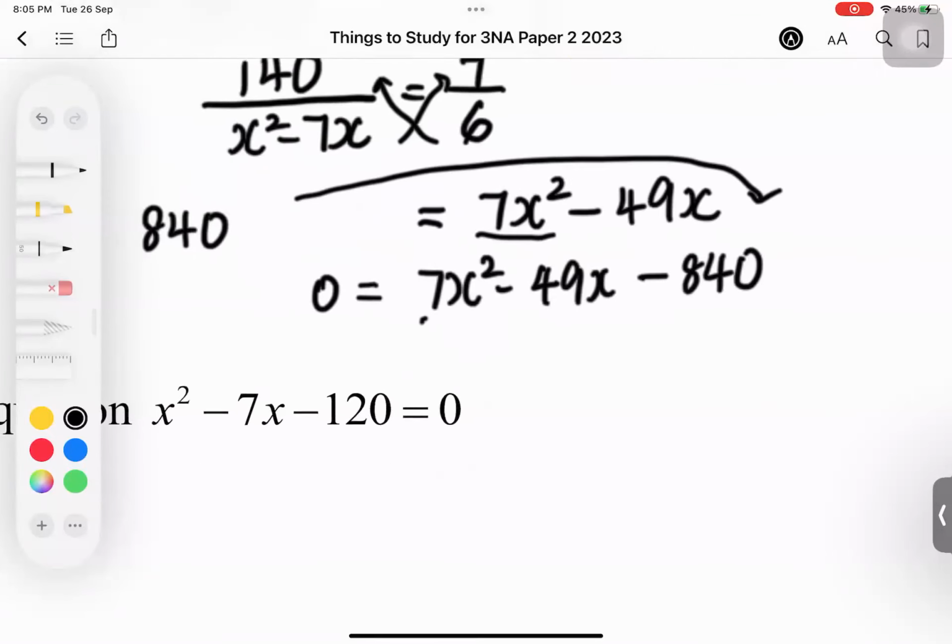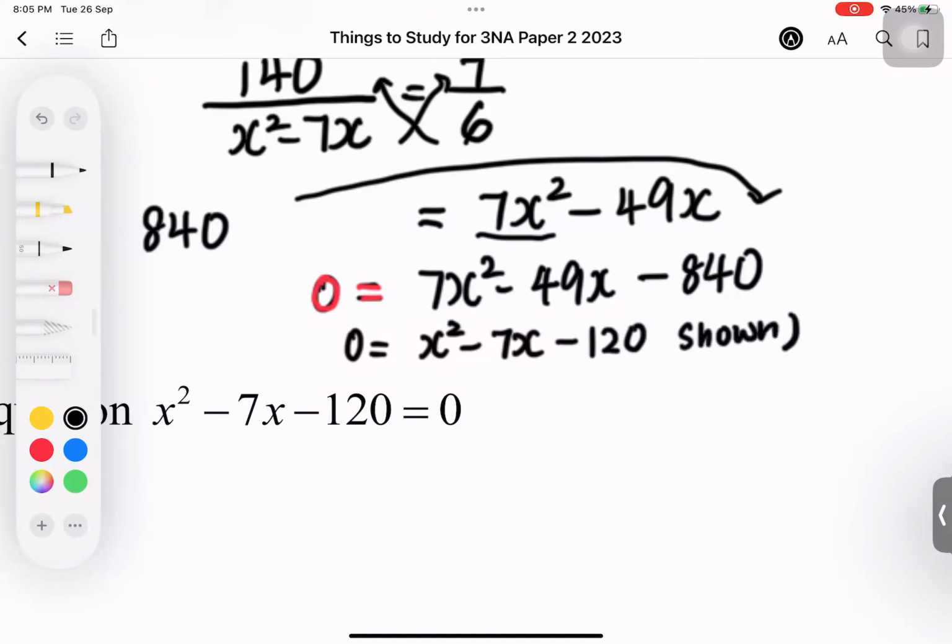Why can I divide by 7 now? Because this is equal to 0. Just now I said cannot reduce because it's not equal to anything, so please don't reduce. Now can reduce because it's equal to 0. So I divide everything by 7. 0 divided by 7 is still 0. Then 7x, and then 840 divided by 7. Is it 120? Yes, 120. Is this okay?